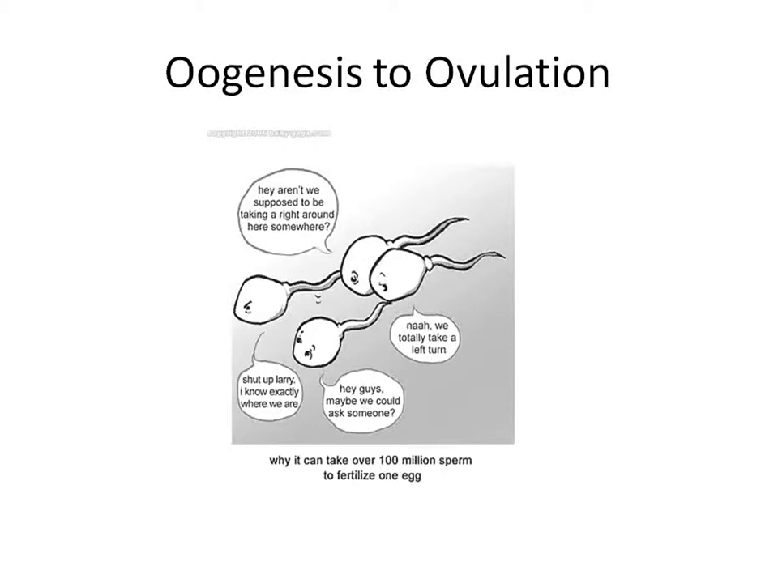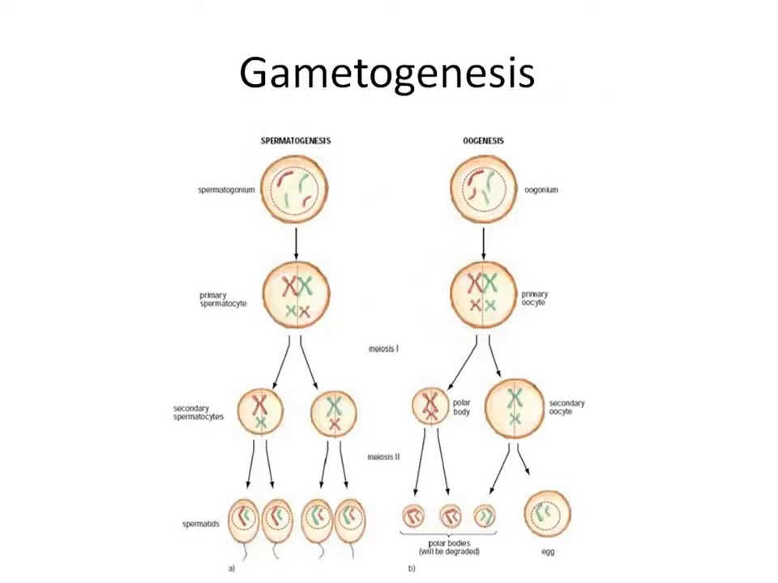Oogenesis is the process by which oocytes, or egg cells, are created in the ovary, and of course ovulation is the process by which those oocytes are released from the ovary into the fallopian tube so that fertilization can occur. So we're going to keep this pretty basic. I don't want to get too deep into this, but there are a few things that we do need to cover. So let's get started.